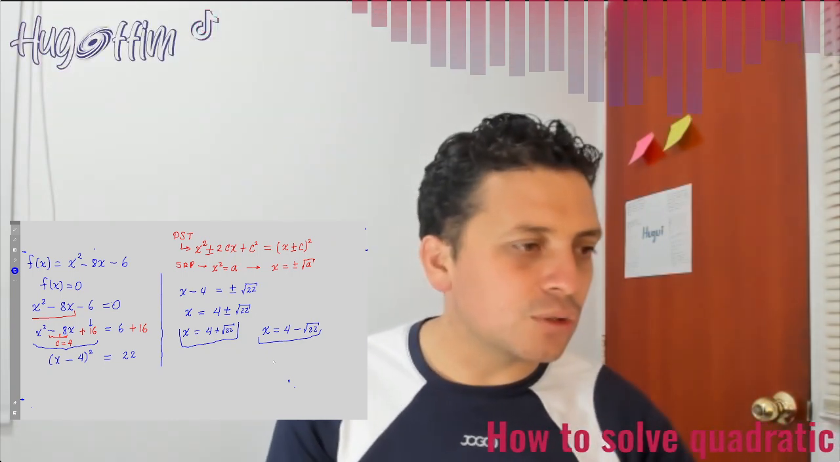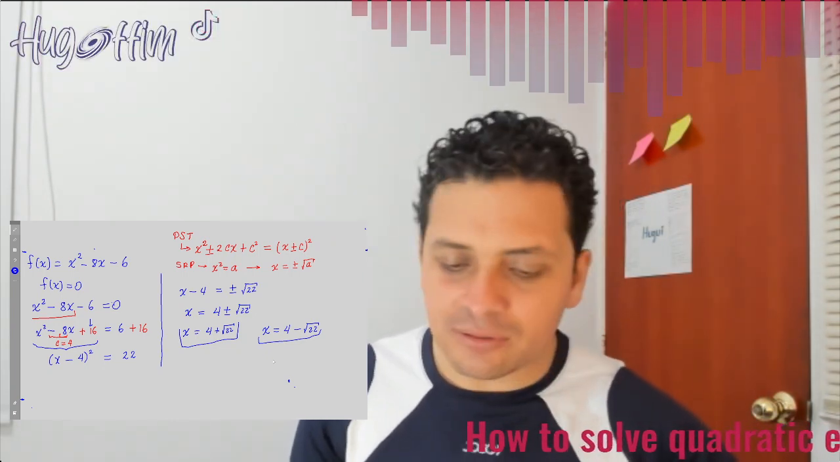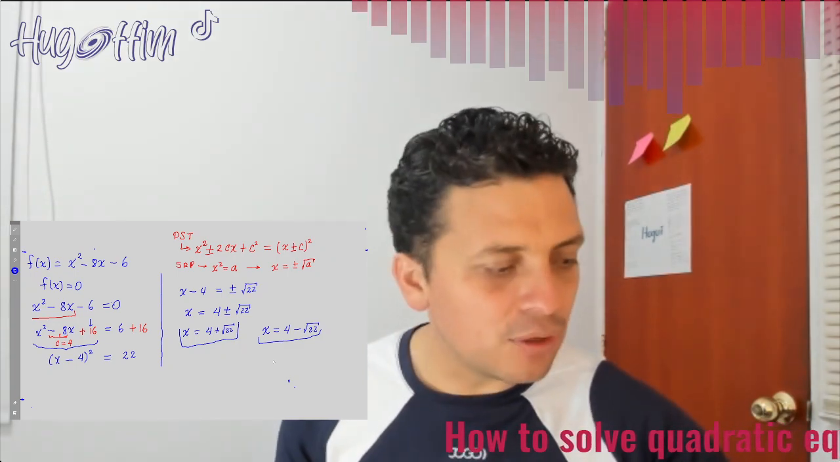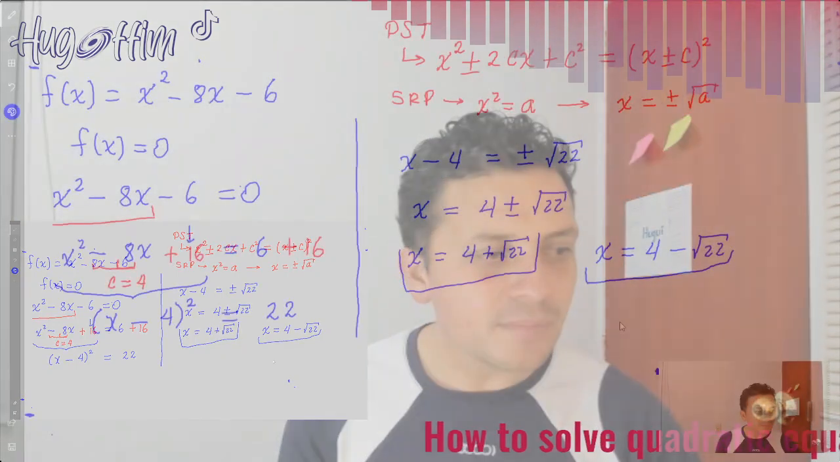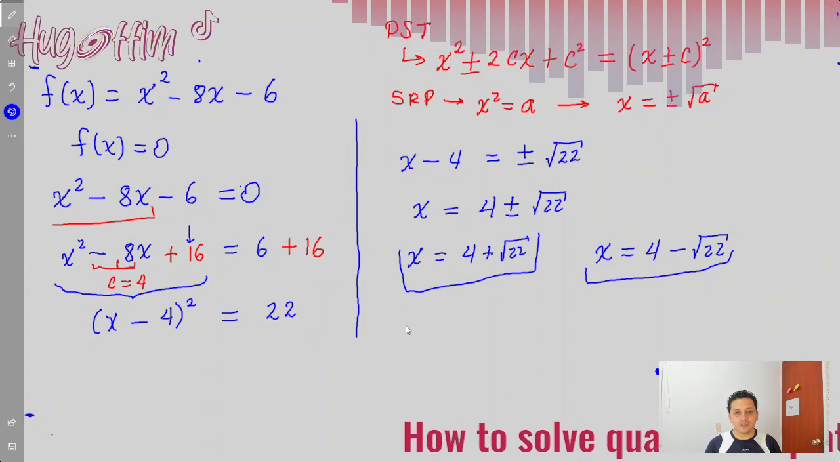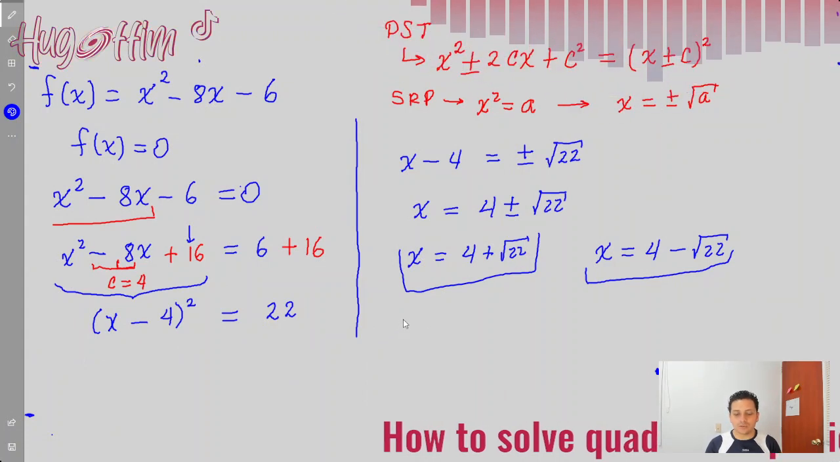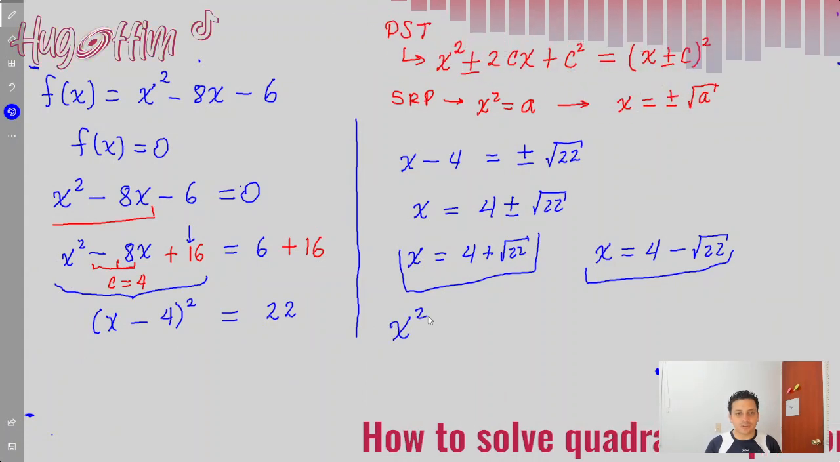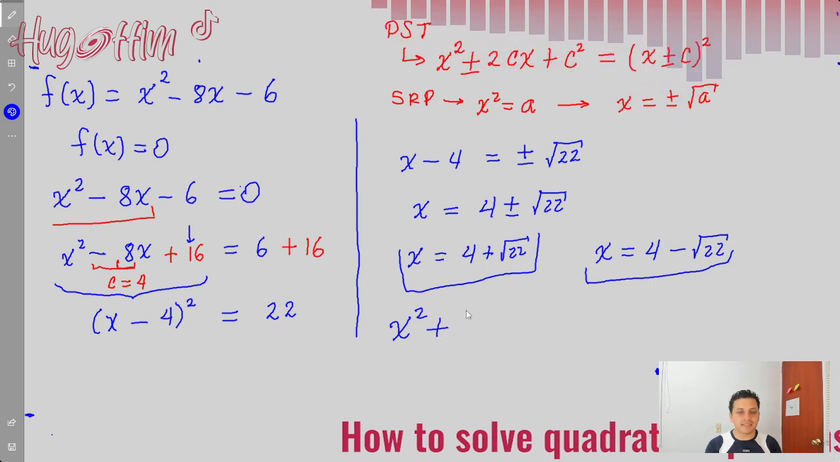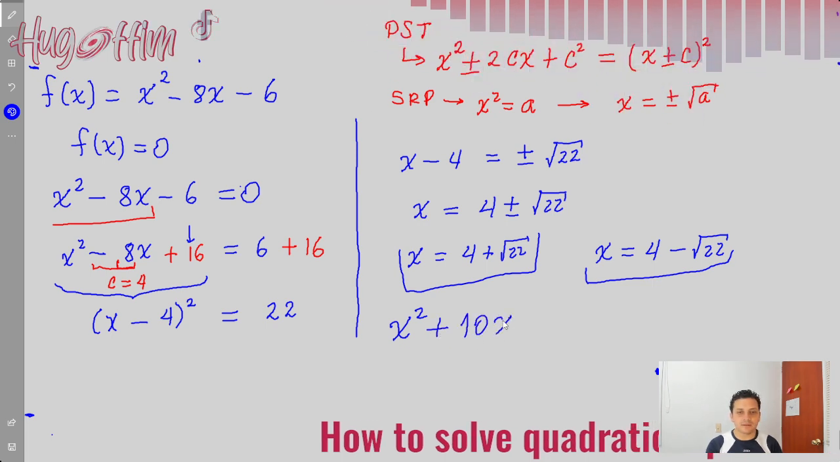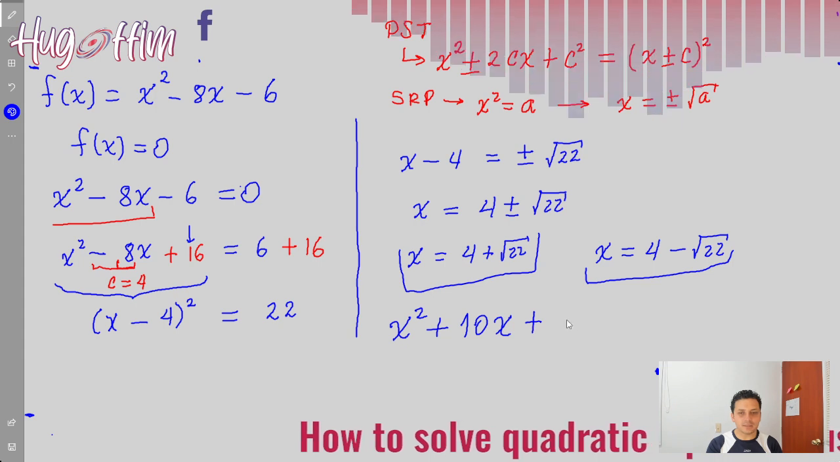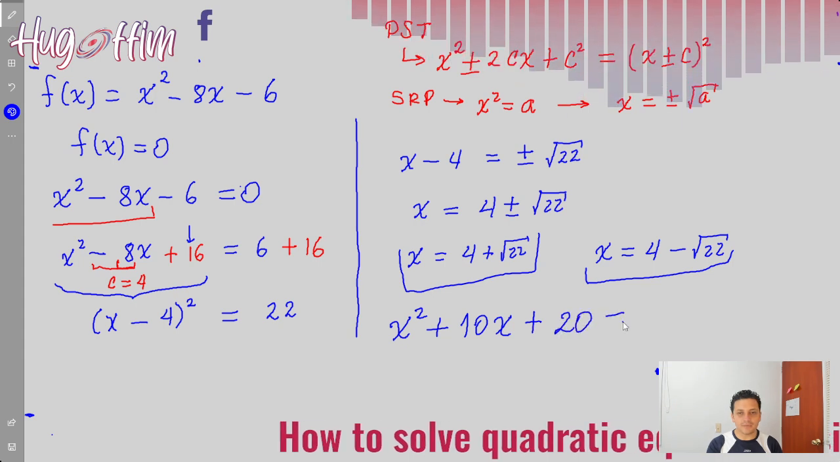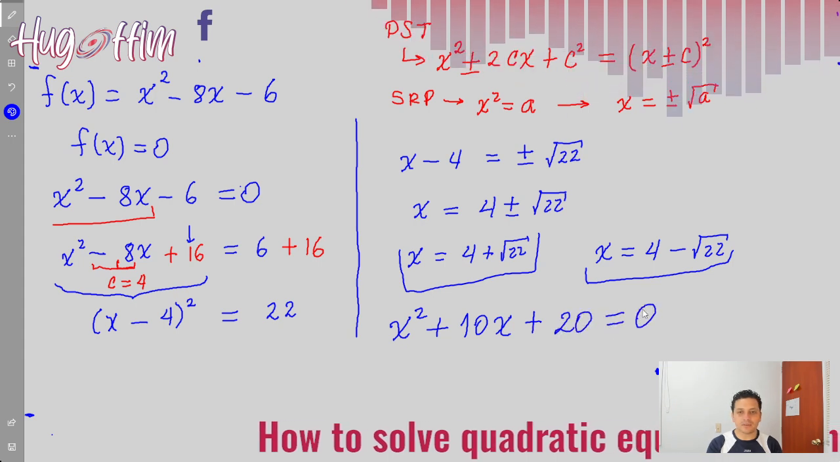But just for you to practice and remember, and to tell me if you understand the method, I suggest you find the solution of this quadratic equation: x squared plus 10x plus 20 equals 0.